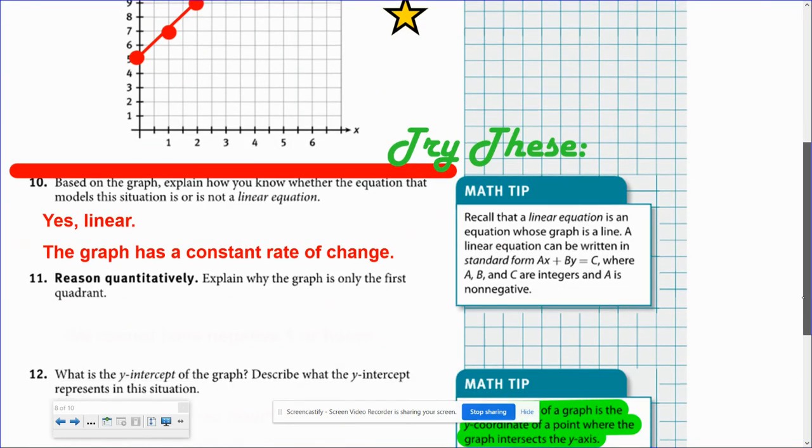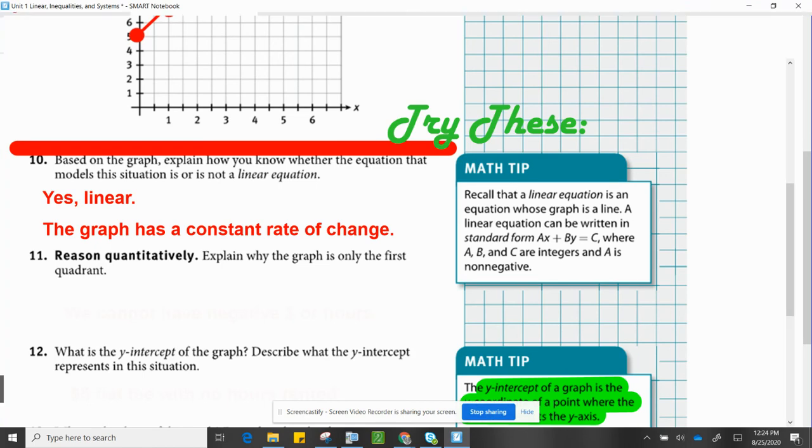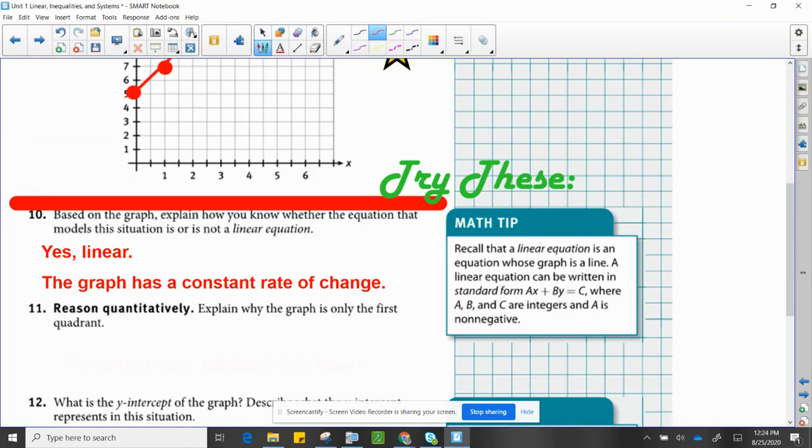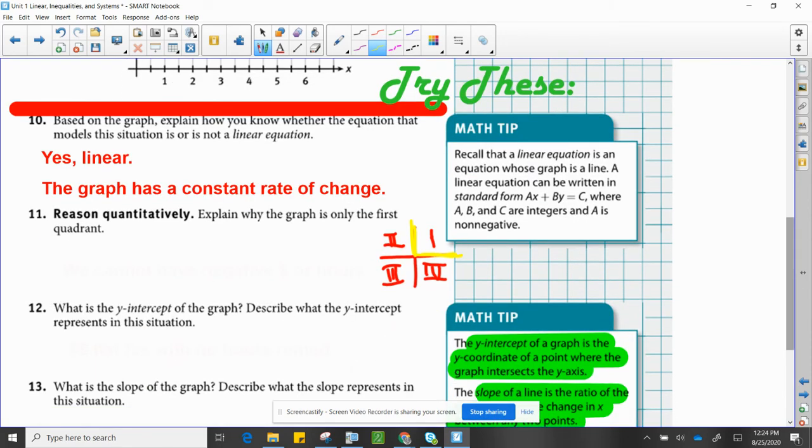Okay, question 11. Explain why the graph is only in the first quadrant. So remember, normally a graph has 4 quadrants, right? I'll just draw a quick graph. So you have quadrant 1, quadrant 2, quadrant 3, and quadrant 4. Now they're saying that this graph that we have is only in this first quadrant. So they want you to answer, well, why is that?